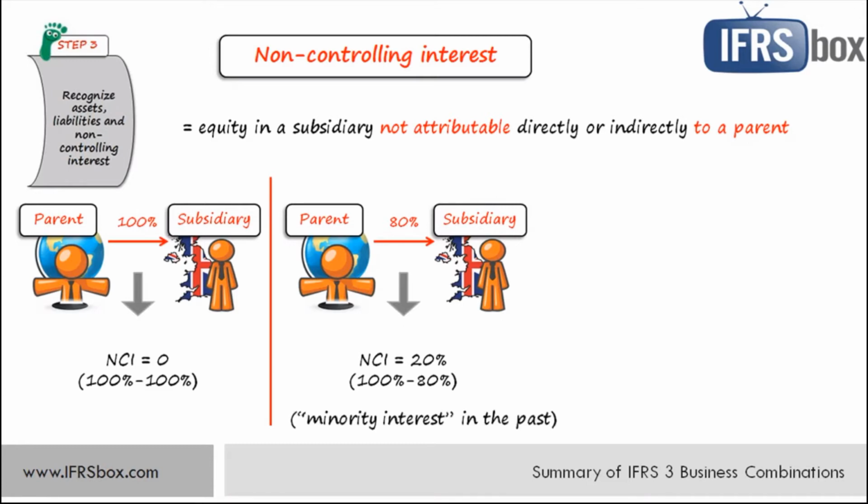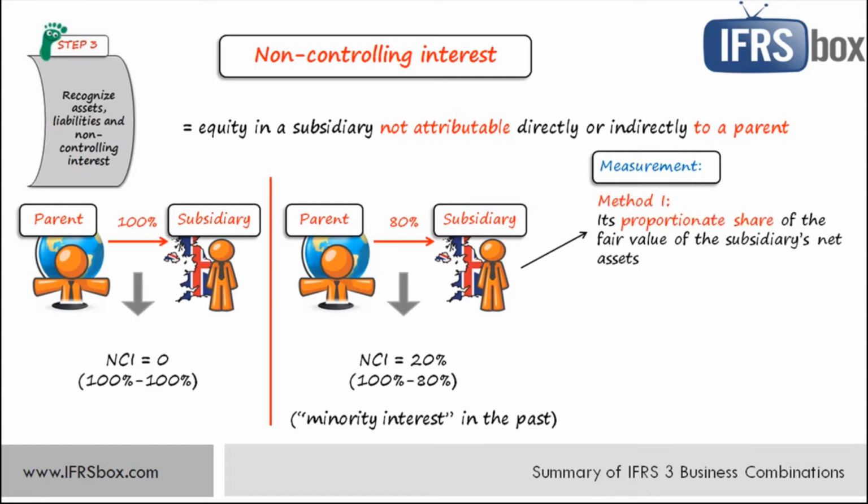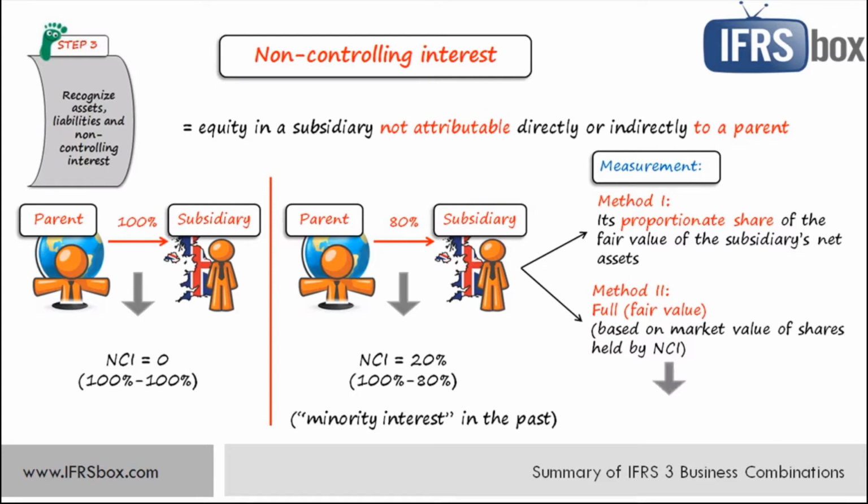There are 2 options or methods permitted by IFRS 3 to measure non-controlling interest. Method number 1, we can opt to measure non-controlling interest at the proportionate share of non-controlling interest in the fair value of the subsidiary's net assets. Or alternatively, we can measure it at its full or fair value, usually based on the market value of the shares held by the non-controlling interest. Method 2 affects goodwill, by the way, because under the fair value method, you're showing that non-controlling interest owns a part of that goodwill too.